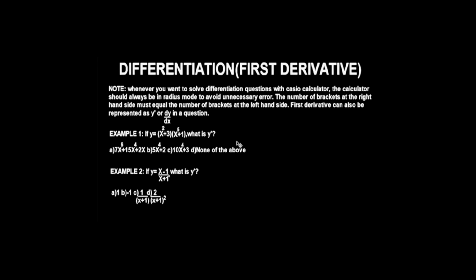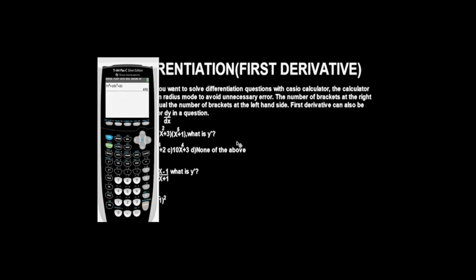It says if y equals this, what is y prime? If you have to solve this question 2 manually, you're going to apply the quotient rule, since it's involving a fraction. But we solve it fast with the calculator now. So we have x minus 1 over x plus 1. Okay, so let's clear this. Let's bring out the derivative function. Press alpha and window button, option 3.